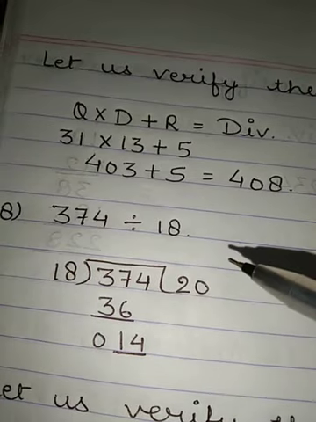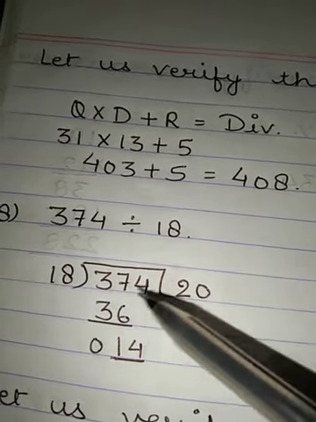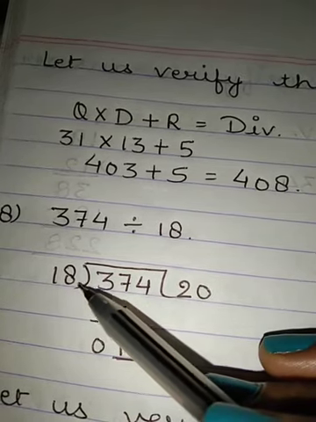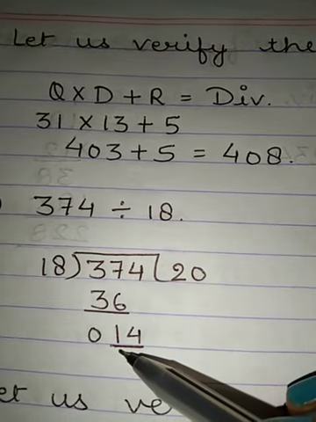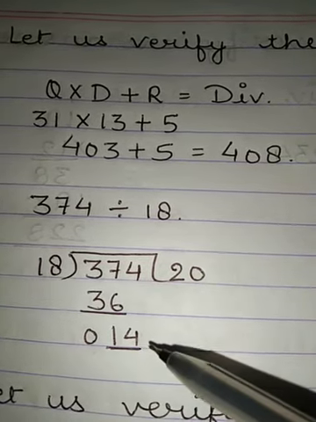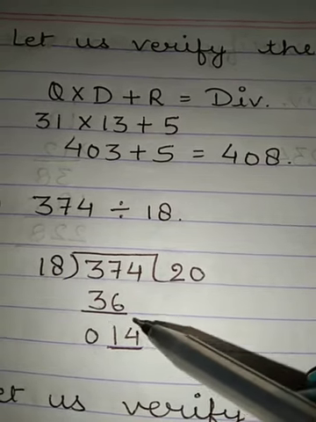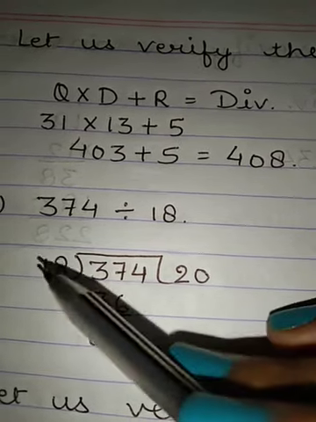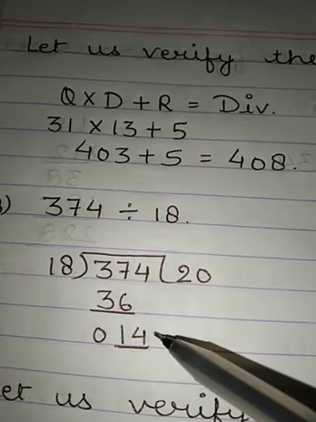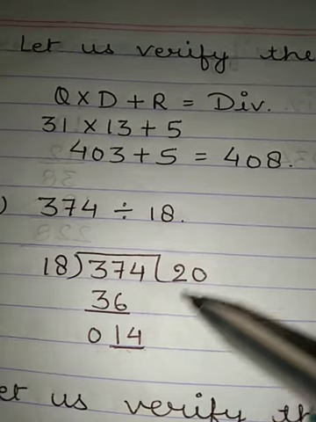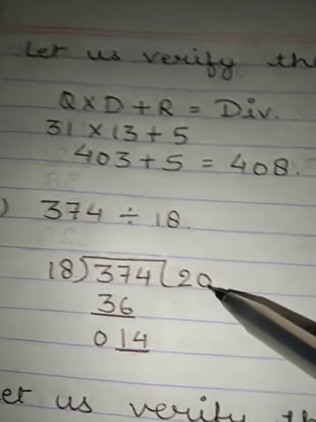Now question number 8. 374 divided by 18. We will write 374 and we will read the table of 18 2 times. 18 2s are 36. 7 minus 6 will be 1, 3 minus 3 will be 0. Now 4 we will copy it. Now you can see, children, this 14 is smaller than 18, so it can't be divided by 18. So what we will do, we will write 14 as remainder and in place of dividing 14 we will write 0 here. Clear?